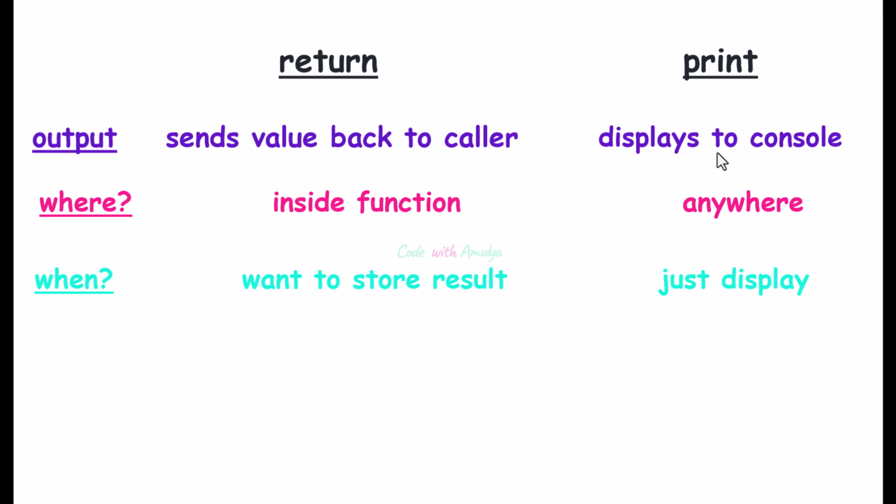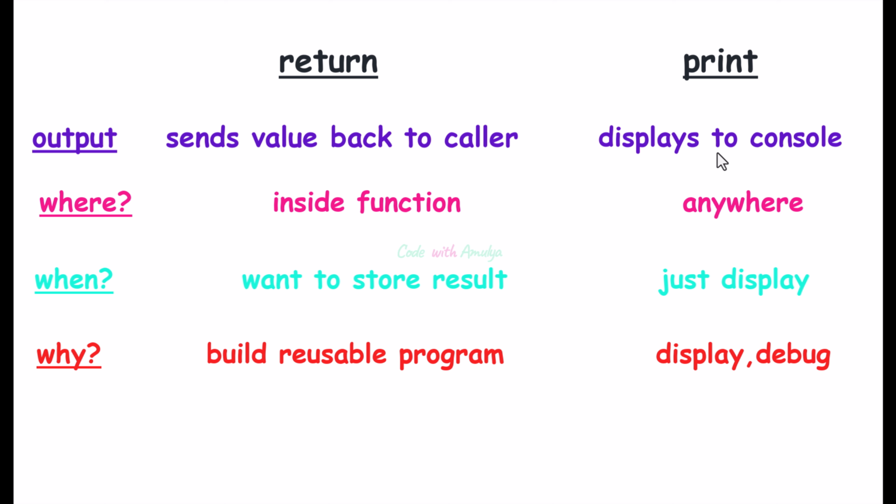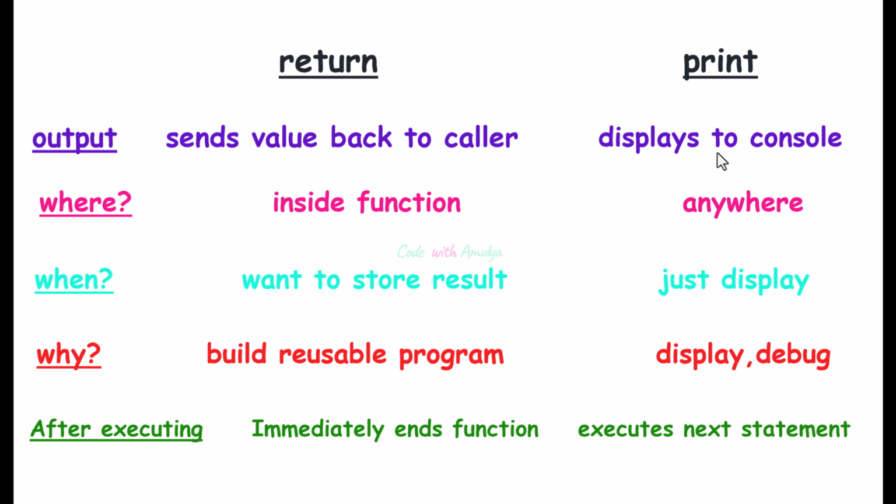We'll use return to build reusable programs. We'll use the print function to display messages and to debug, etc. After executing return, it immediately ends the function. After executing the print function, it will execute the next statement. Okay, so this is about return and print and how to use them in function definition.